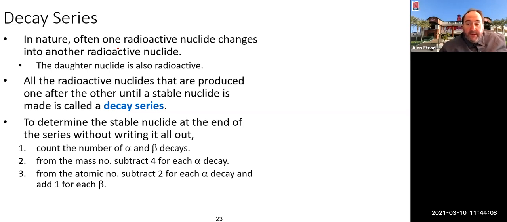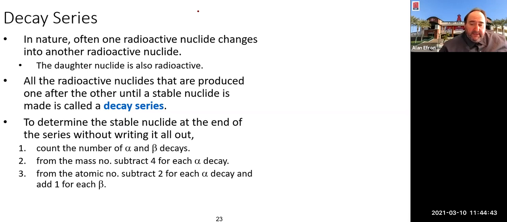Now, there are a couple different ways you could determine, in a decay series, what you would end up with at the end. And we'll talk about a couple ways to do that. But first off, one mathematical way you could do it, if you're not interested in what you form at every step along the way, but just: this is where I'm starting, what am I going to get at the end? You can count the number of alpha and beta decays in this series.